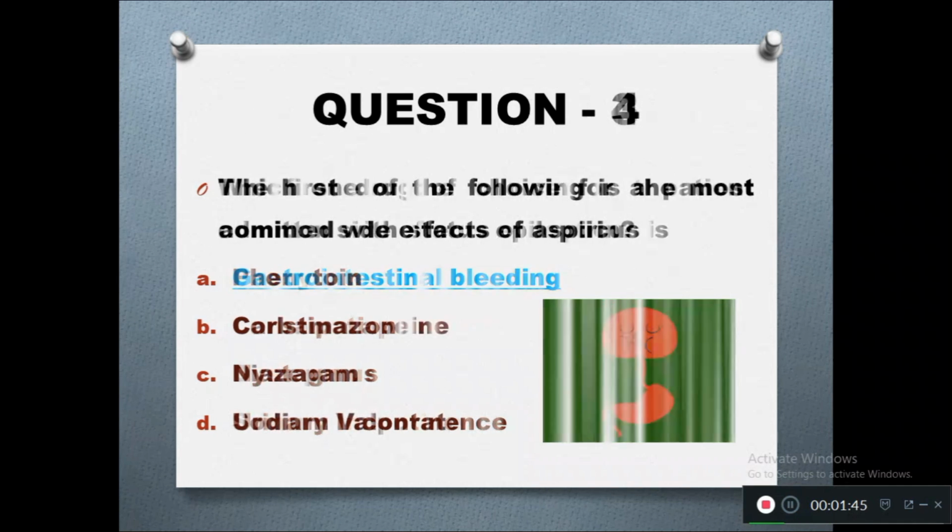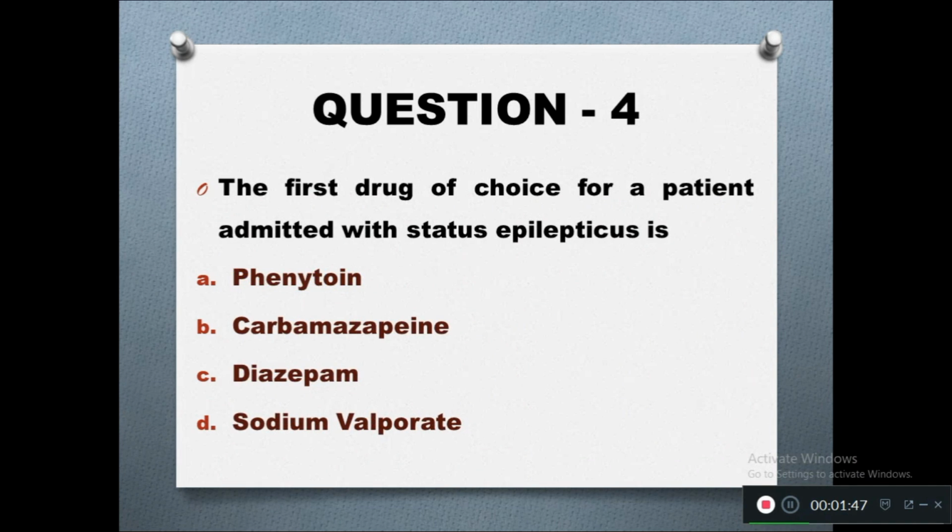Question number 4. The first drug of choice for a patient admitted with status epilepticus is option A phenytoin, B carbamazepine, C diazepam, D sodium valproate. The drug of choice for a patient with status epilepticus, the right answer is diazepam.